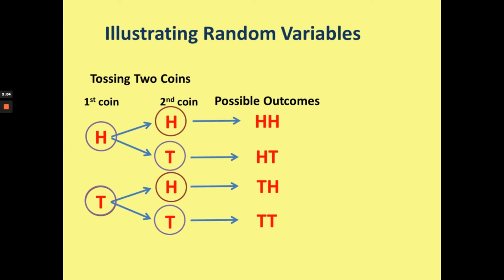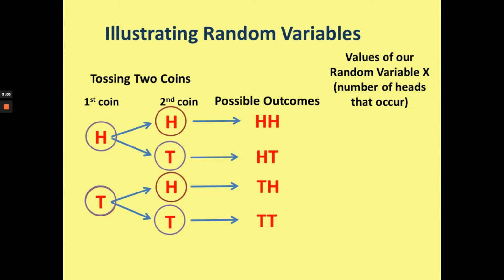Now, the next step is for us to determine the values of our random variable X representing the number of heads that occur, or the real number that associates to each outcome in the probability experiment. So for the first outcome, we have heads and heads, so it's 2, because there are 2 heads.